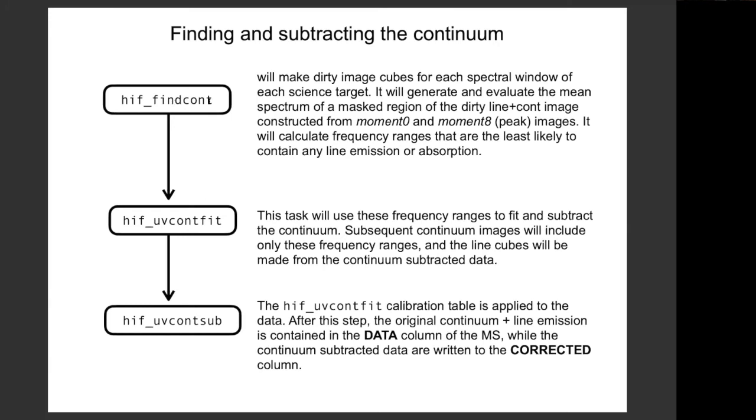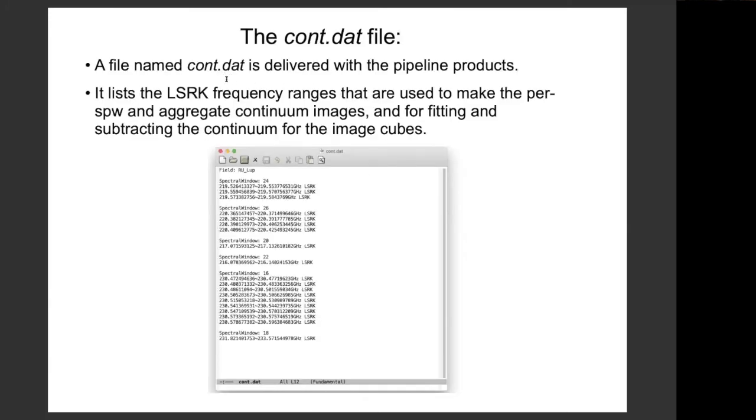So one thing is that the task find cont will find the continuum, but actually the package already comes with a file that is called cont.dat. And it already has some frequency ranges where the pipeline has previously found that the continuum is likely to be. So that file could be copied to the working directory, and then the pipeline doesn't really have to find the continuum, it just reads this file, and then it will be quicker. Or you can even modify this file if you already know which are the frequency ranges that you would like to include for your continuum.